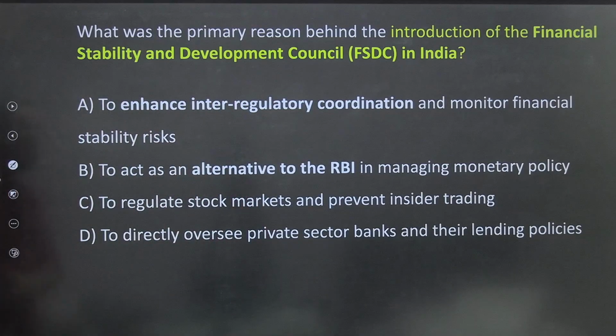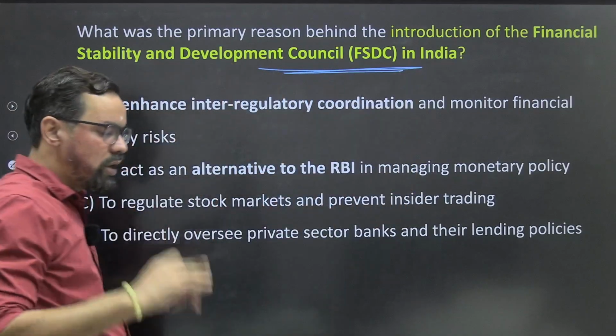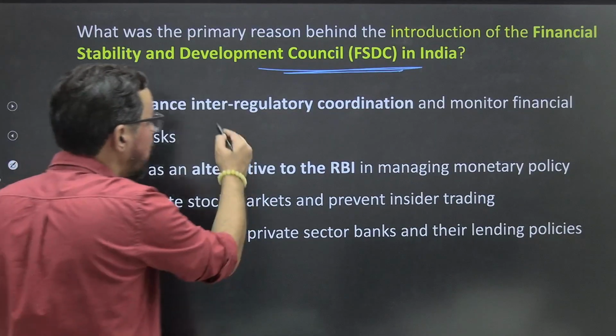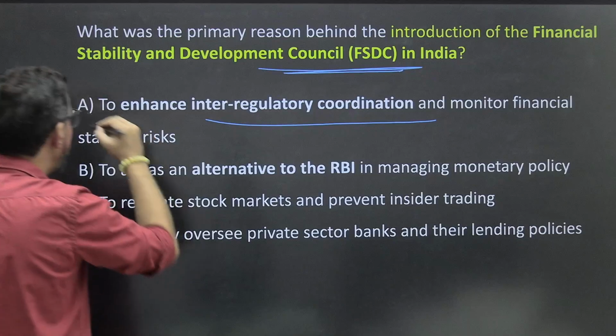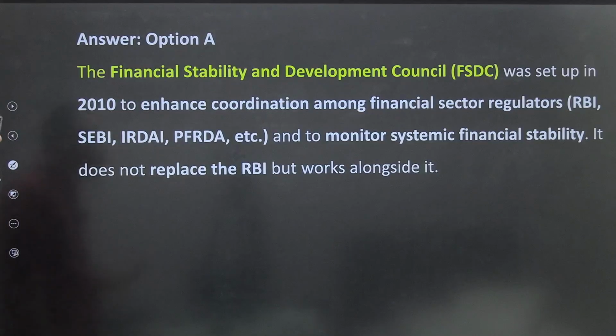Okay, next one. What was the primary reason behind the introduction of the Financial Stability and Development Council? So to build coordination among the national financial regulators, to enhance inter-regulatory coordination and monitor financial stability or risk. So option A only is the right answer. No need to go further. So FSDC was set up in 2010 to enhance coordination among financial regulators and to monitor systemic financial stability. It does not replace RBI and all these kinds of things, okay?